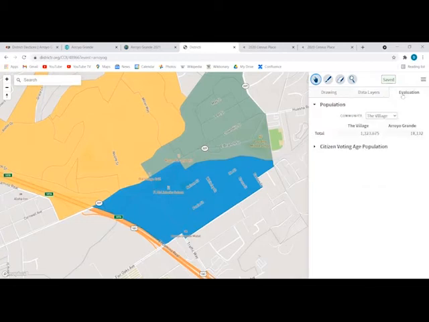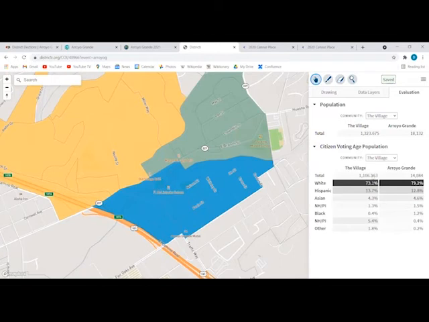Actually, evaluation. Evaluation will show how many people live in each community that you draw. So it shows the total population as compared with the whole city. And you can also see the citizen voting age population, racial, ethnic breakdown. Oh, that's really helpful. Thank you. You're welcome. Any other questions?